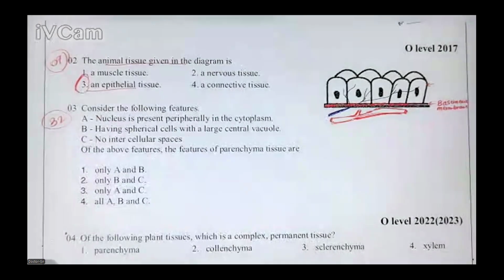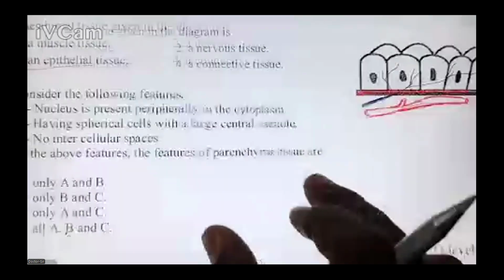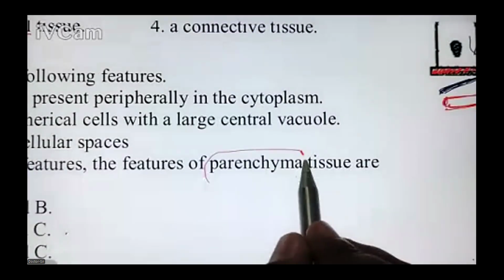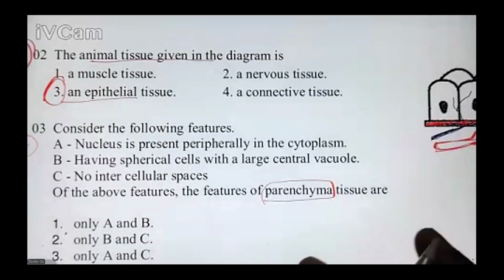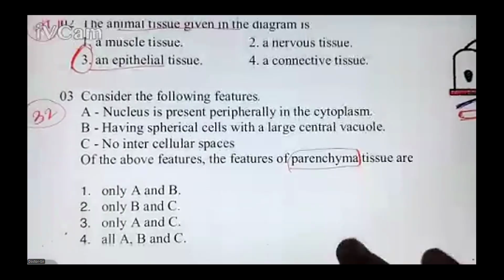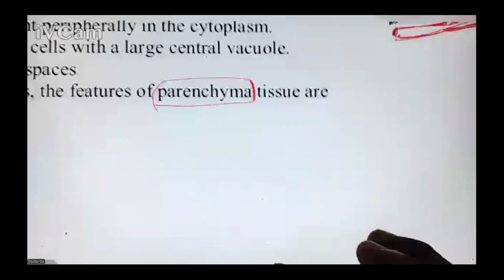Then nucleus is present in the periphery in the cytoplasm. They have given some features: spherical cells, large central vacuoles, no intercellular spaces, and they ask about the features of the parenchyma tissue. So what are the correct things? Nucleus is present in the periphery. They are asking about the parenchyma.